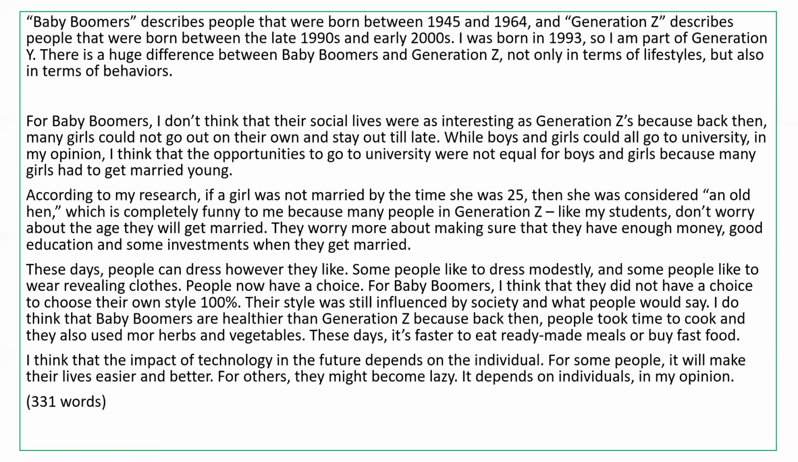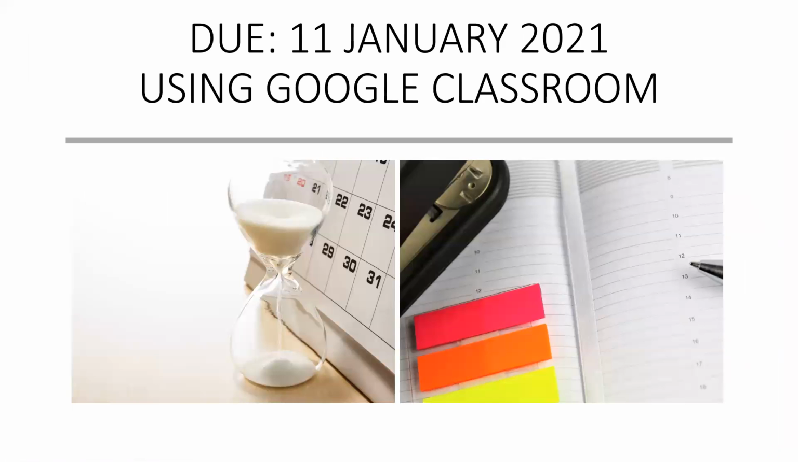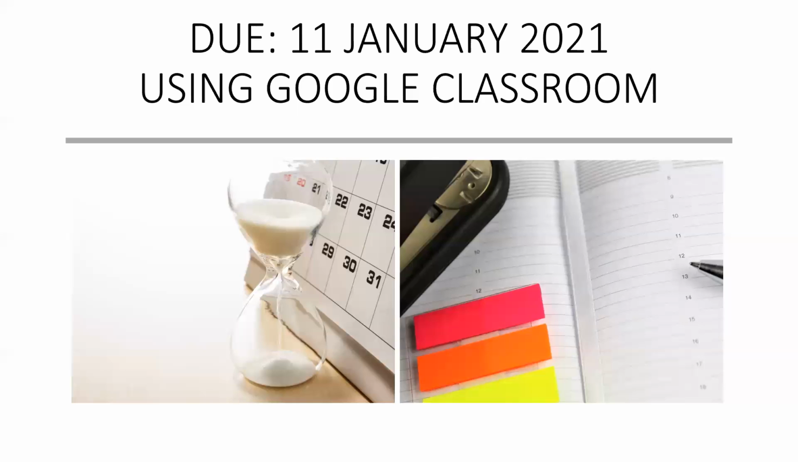All right, so this is your homework. Please compare baby boomers and Generation Z. That's you guys. Your homework is due on the 11th of January 2021 using Google Classroom. Double check. Oh, yeah, it's done already. Please double check. I attached the documents that you're going to use for the essays, okay? I already attached the Word document.